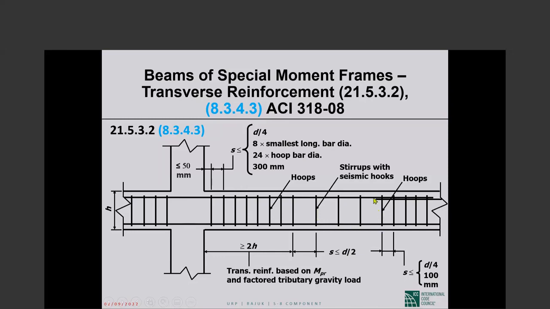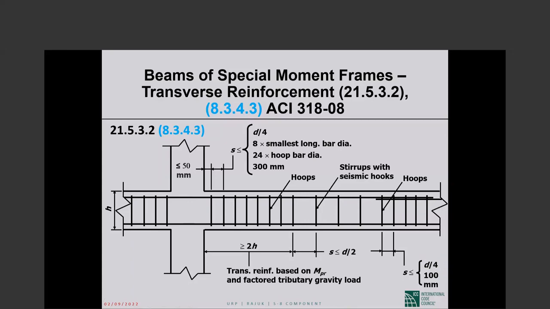Okay, and then if we have lap splices of the longitudinal reinforcement, doesn't matter top or bottom, we have to have the lap confined by transverse reinforcement at a spacing not to exceed 1/4 of the effective depth or 100 millimeters, whichever is the smaller of the two. Okay, 1/4 of the effective depth or 4 inches, whichever is the smaller of the two.